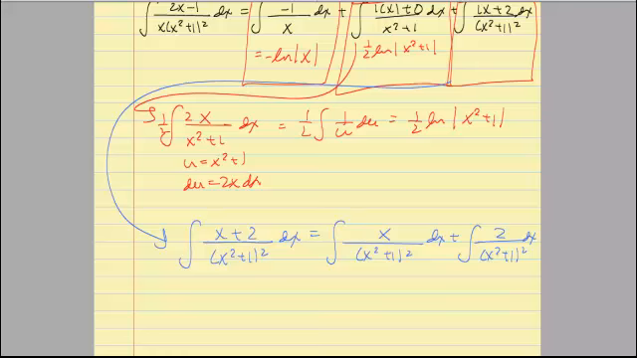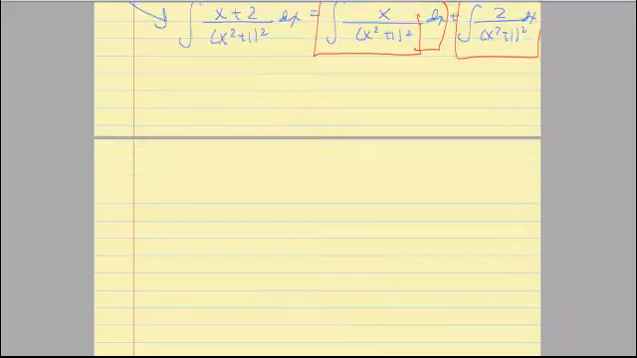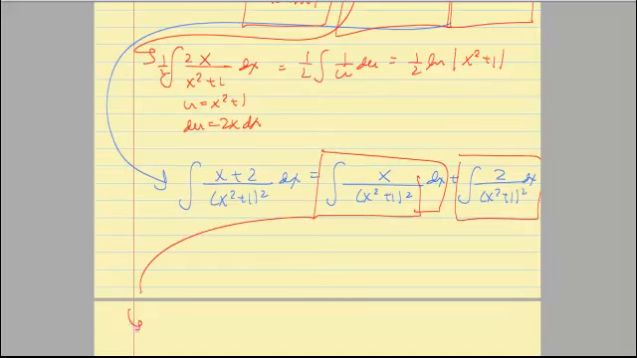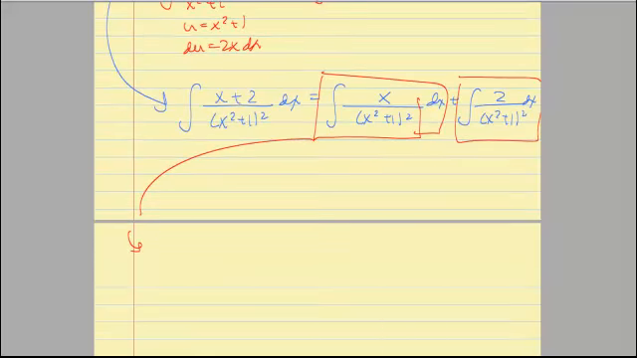Since we split this up into two integrals, let's go ahead and look at this again and split it out again into two separate integrals. So let's go ahead and look at this first one first. Remember, it's important to keep track of all the other things you've already integrated. So here we have x over x squared plus 1 quantity squared dx.